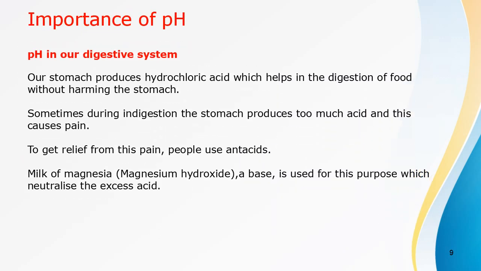pH scale is also related to our digestive system. Our stomach produces hydrochloric acid, which helps in the digestion of food without harming the stomach. Sometimes during indigestion, the stomach produces too much acid and this causes pain. To get relief from this pain, people use antacids.